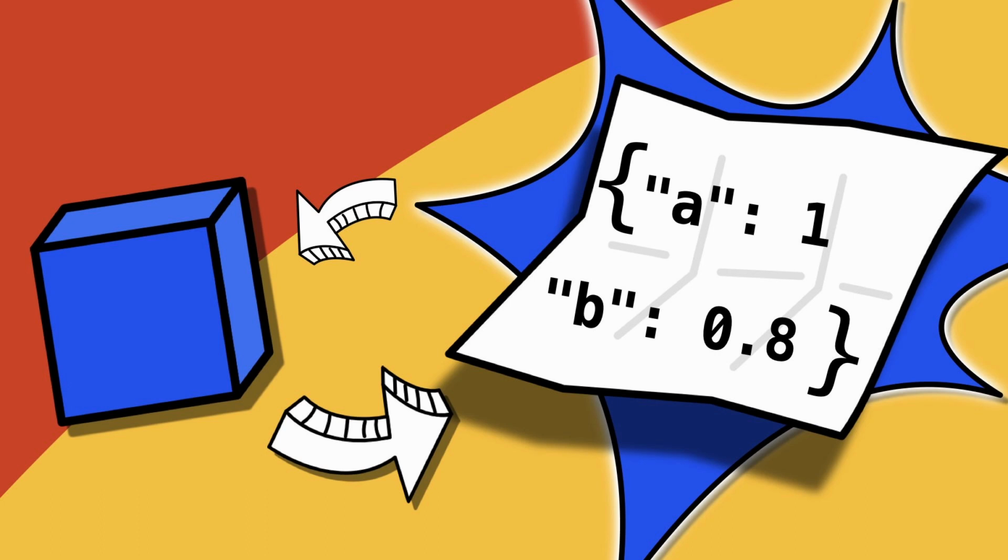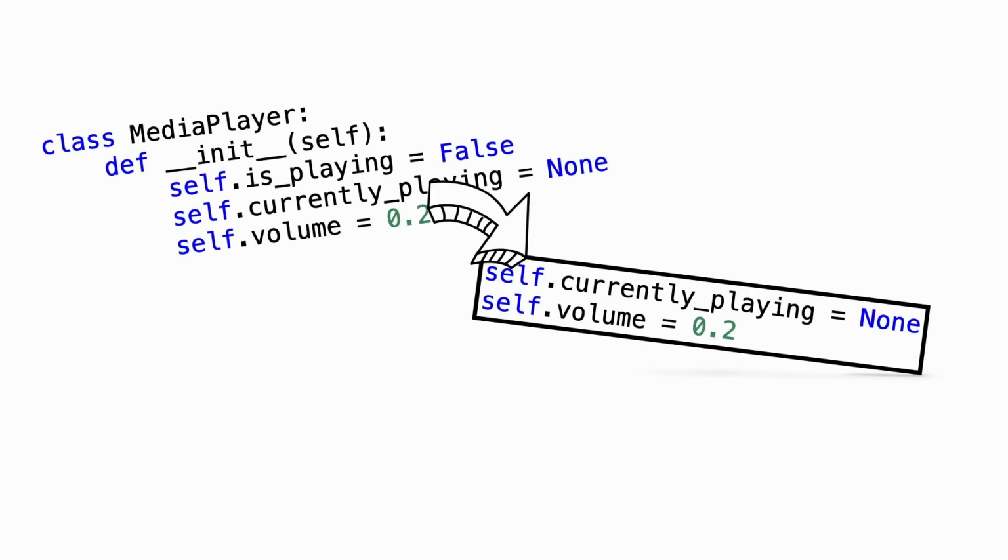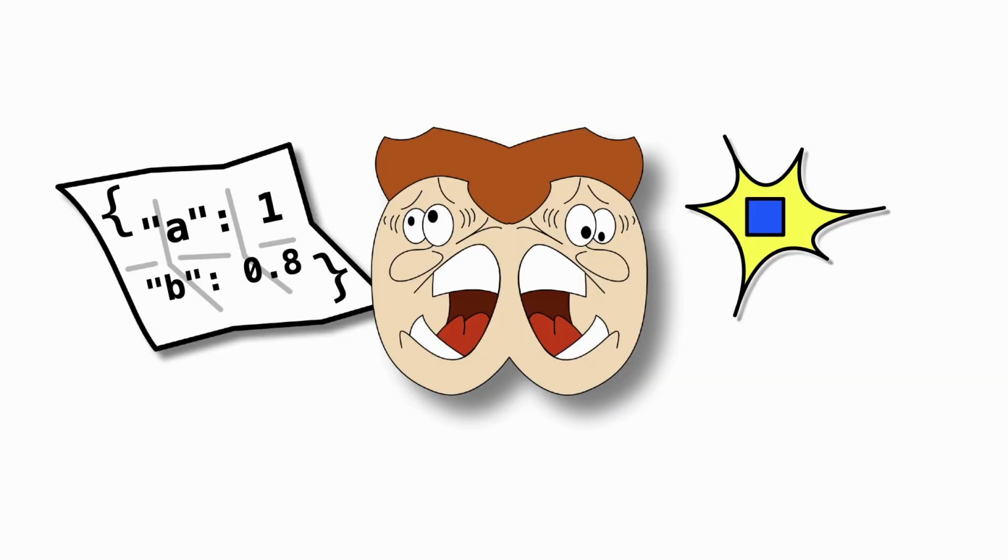In this video, you learn how to serialize and deserialize Python objects. You learn how to solve this well-known serialization error, how to serialize subsets of attributes, and how to make a generic serializer class that has no knowledge of the data it is serializing.